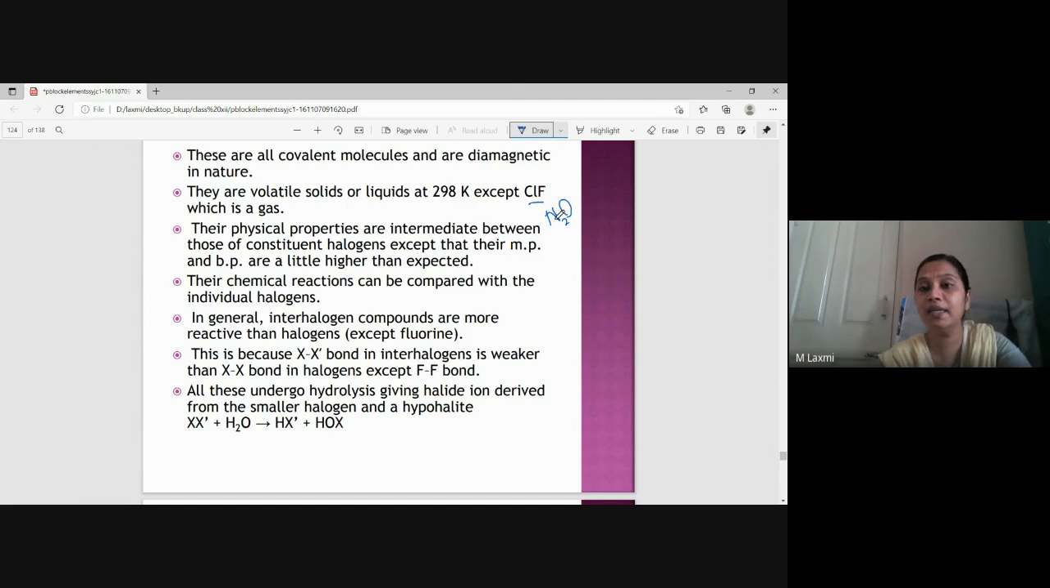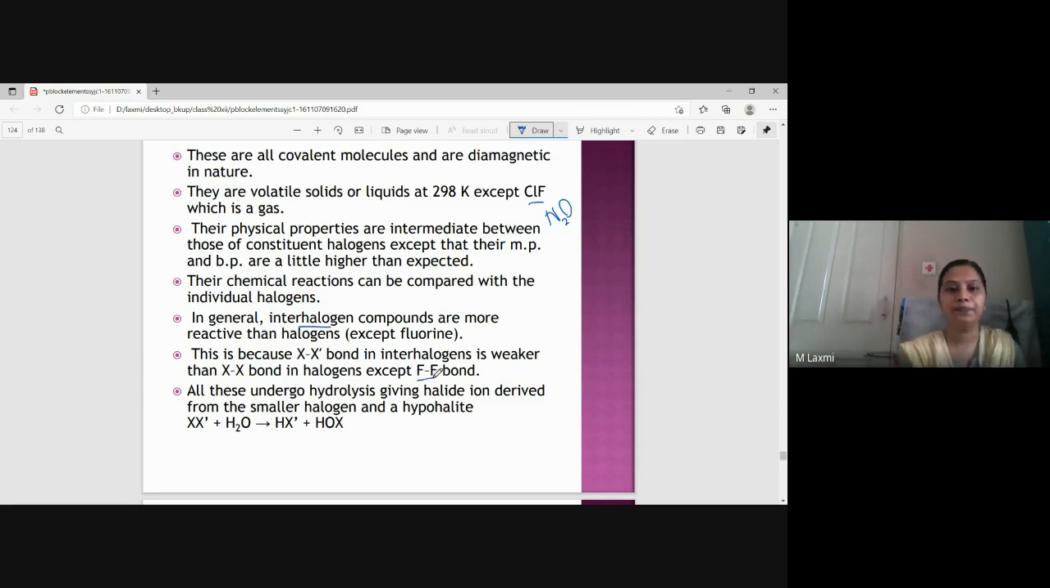But when you check the interhalogen compounds, their chemical reactions will be almost the same as those of the individual halogens. So interhalogen compounds are more reactive than normal halogens except fluorine. Why? Because the bond formed between two halogens, one of larger size and another of smaller size, is weaker, except the F-F bond. That's the reason why interhalogen compounds are more reactive than halogens, except fluorine, because in fluorine the F-F bond is stronger.